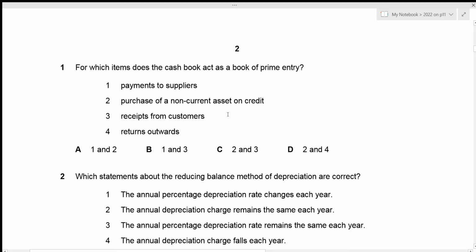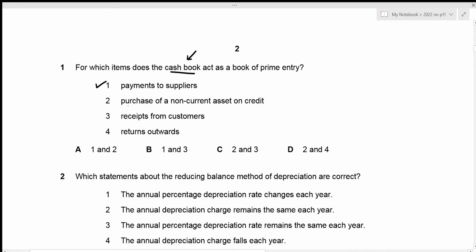For the first question, we need to figure out for which items the cash book acts as a book of prime entry. Remember that the cash book only records all of our cash transactions. So we just need to figure out whether the given items involve cash transactions or not. The very first one is payments to suppliers, which means that we paid out cash, which is a cash transaction which should be recorded in the cash book. So the first item is correct.